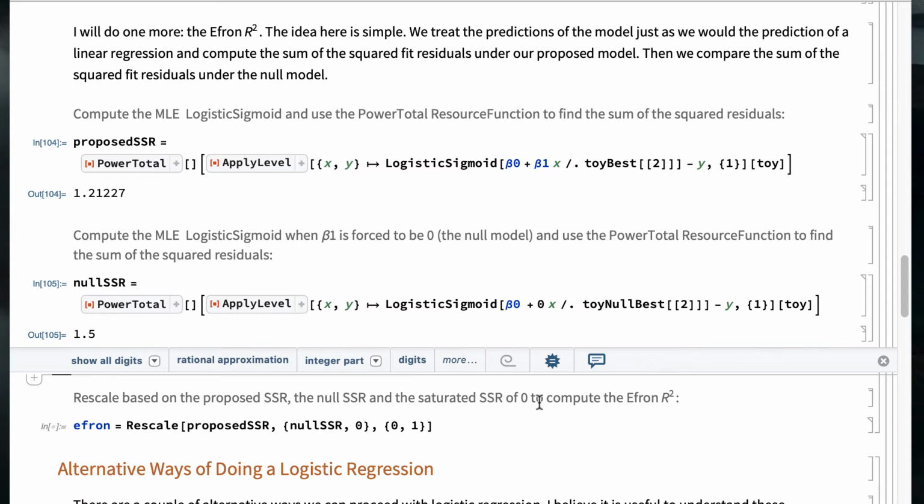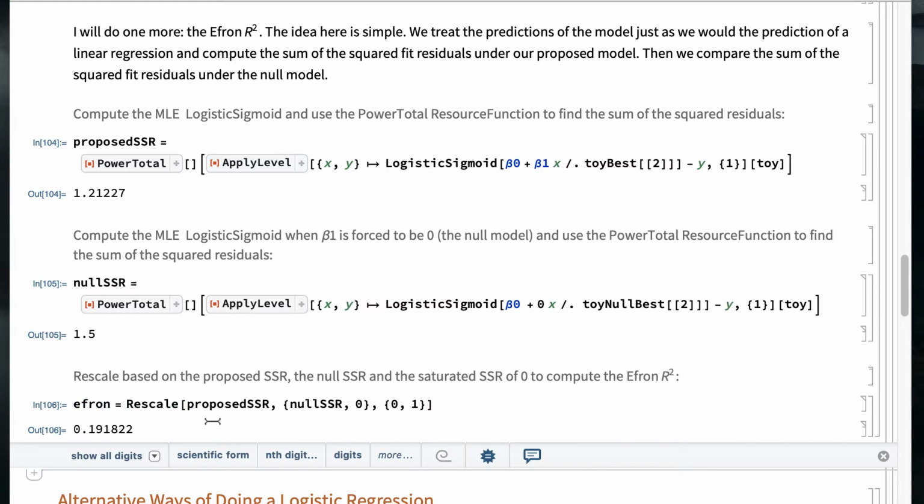And how far from 1.5 to 0 is 1.21227. Here's my rescaling again, and it's 0.191. Okay. So you now know more than you ever cared to know about the pseudo R squareds for logistic regression. And my justification is you do need some measure to know if you've got a decent model or not. And these pseudo R squareds are a very powerful way of looking at it, because you're basically measuring how bad were my answers. So you need to know it.